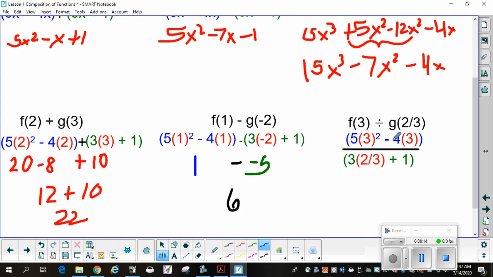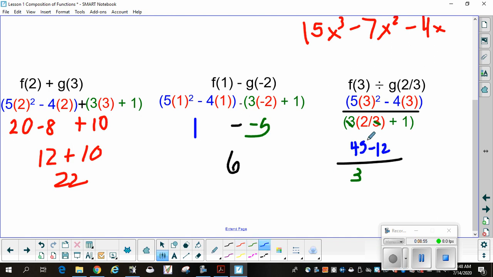For this one, you're going to plug in the 3 and evaluate, and then plug in the 2/3 and evaluate. So here you're going to get 3 squared is 9. Remember, only the 3 is squared. So you get 9 times 5 is 45. So you've got 45. 4 times 3 is 12. And then in the denominator, you're going to have 3 times 2/3. Okay, here, if you didn't see it, the 3's cancel, which leaves you with 2. Plus 1 is 3.